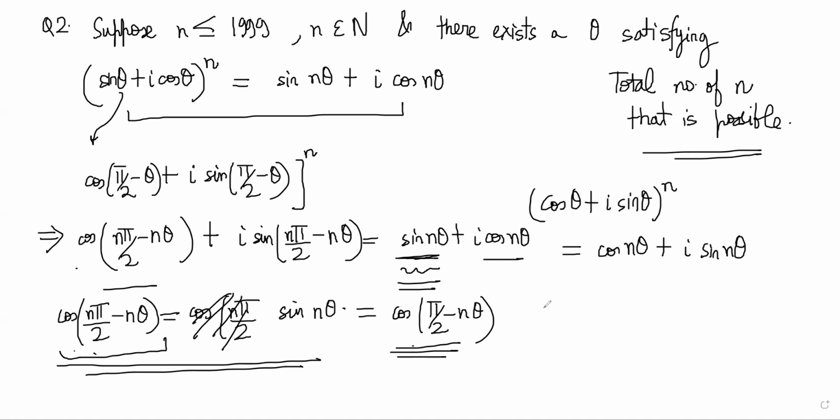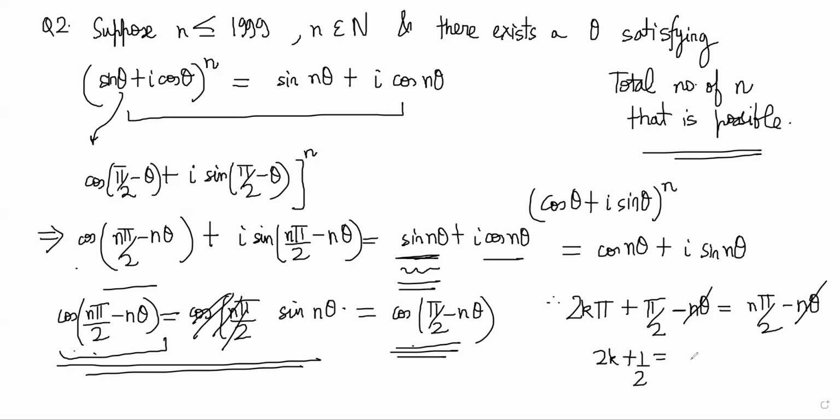Two cosines are equal. So that will happen if the difference between the angles is 2k pi, right? So we can say 2k pi plus pi by 2 minus n theta should be equal to n pi by 2 minus n theta. So from here n theta gets cancelled and you get 2k plus half is equal to n by 2, which implies n is equal to 4k plus 1. A similar condition will come for the other imaginary part equation also. You can try the same thing. You will get n is equal to 4k plus 1 there.